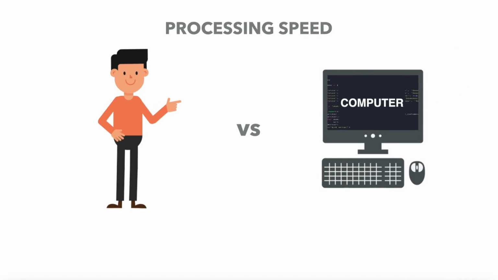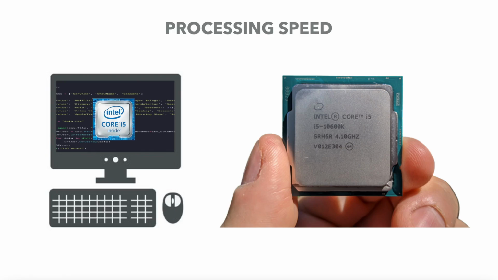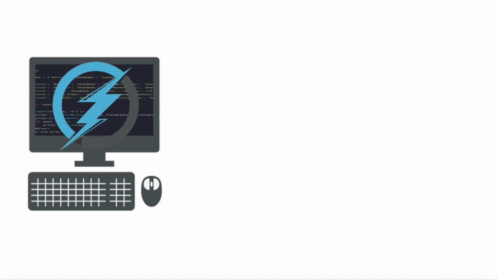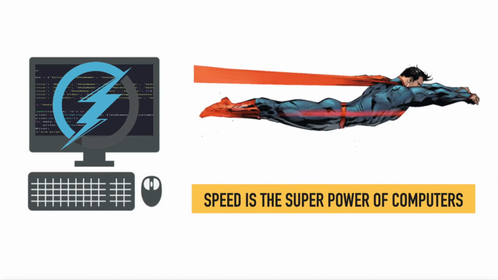Human beings can execute 2 to 3 instructions per second, whereas a computer can execute billions of instructions per second. For example, Intel's i5 microprocessor has clock speed of 4.1 GHz. That means it can process 4.1 into 10 to the power 9 instructions per second, which is 4.1 billion instructions per second. Speed is the superpower of computers. It can execute instructions at a blazing fast speed.